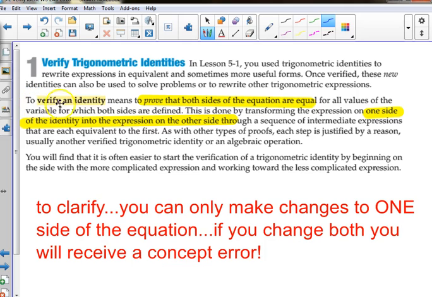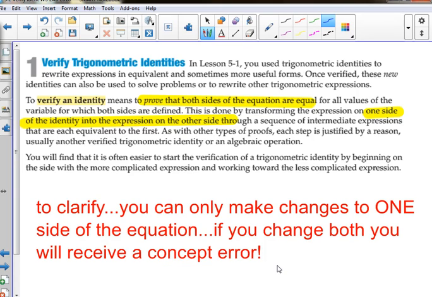To verify an identity means to prove that both sides of the equation are equal. This is done by transforming the expression on one side of the identity into the expression on the other. To clarify, you can only make changes to one side of the equation. If you change both, you will receive a concept error on a quiz. Do you understand what I'm saying?